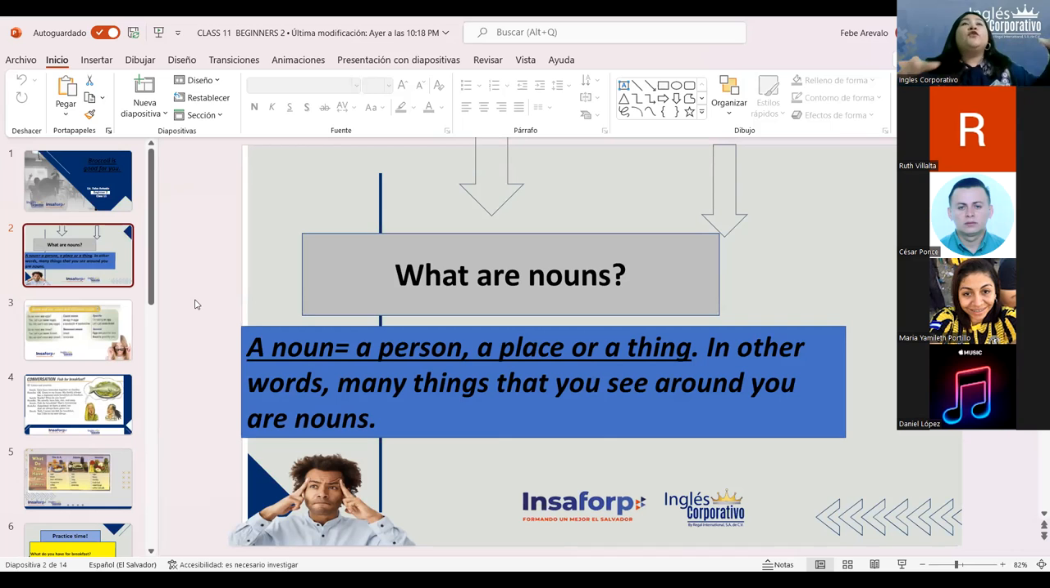Excellent, very good. So if you notice, Cesar, when I asked him, hey, what are nouns? He said, nouns are many things that you see around you, all right? For example, equals a person, a place, or a thing. Recuerden, ustedes esta información la pueden adecuar, ya de por sí la información así tiene sentido. Pero ustedes pueden adecuarla a una manera más sencilla de explicárselo a alguien cuando deseen, all right? So that was the purpose of yesterday's class. Ese era el propósito de la clase de ayer, que usted viera ¿cómo podemos adecuar esa information?